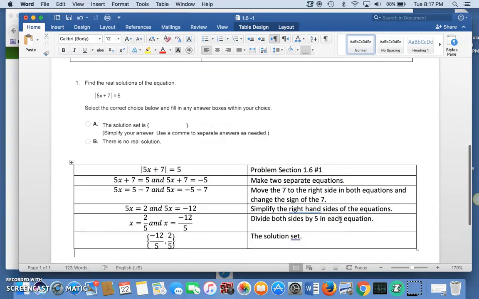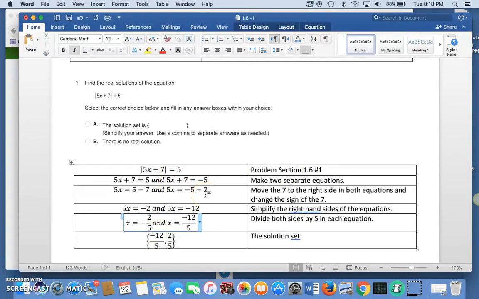Number 1, find the real solution of the equation. You're given 5x plus 7 is inside. Since it's equal to, it is either equal to positive 5 or negative 5. Now you go on and you solve. Move the 7. It becomes a negative 7. So this 2 would need to be a negative 2. So your answers here are going to be, that would be a negative 2/5.